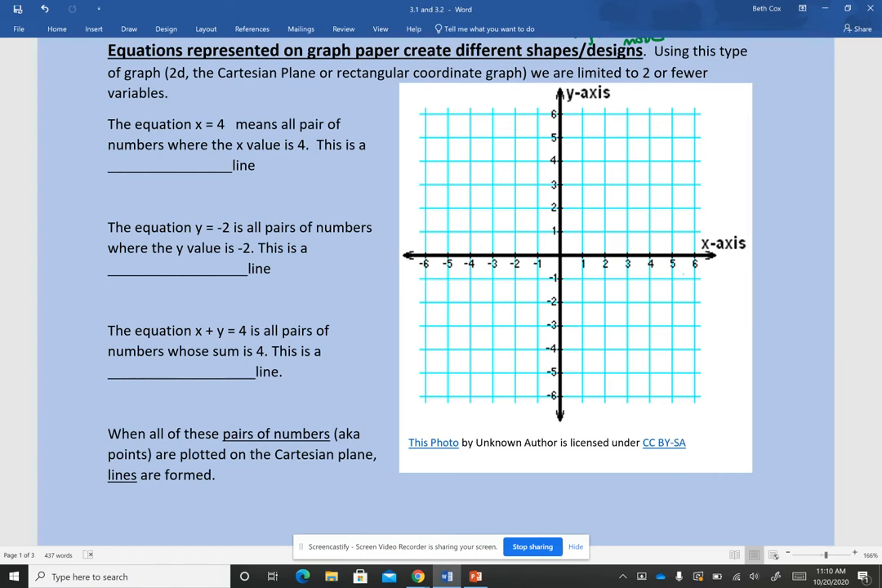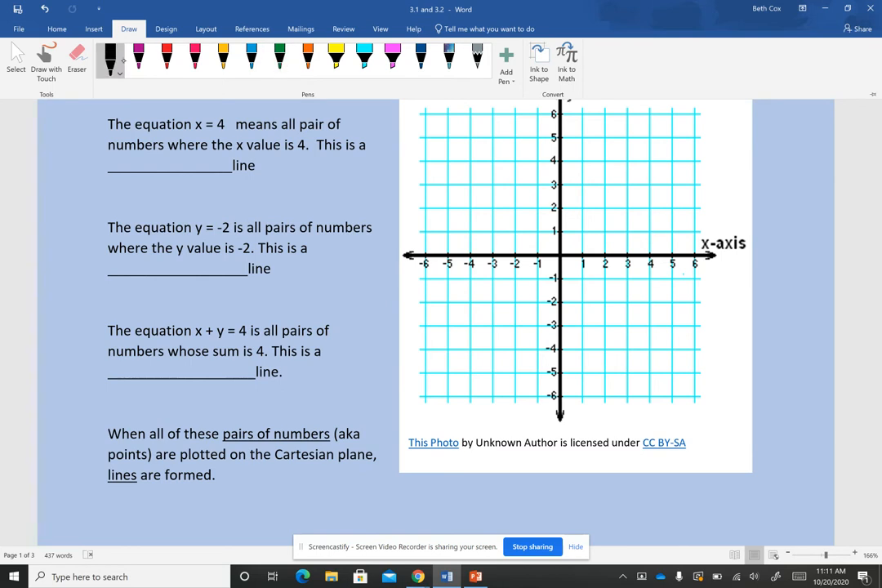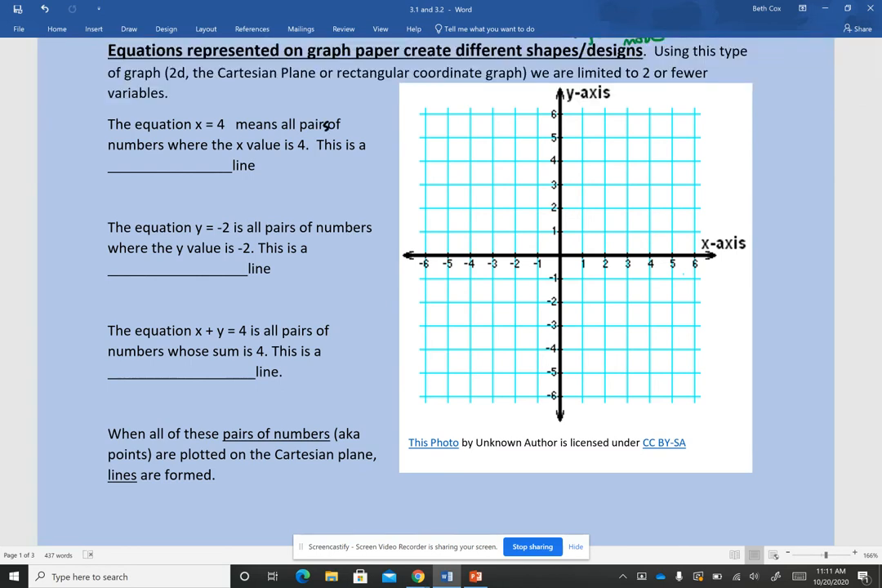Okay, so the equation x equals 4 means all pairs of numbers where the x value is 4. So here's our x value 4. And so pairs of numbers where x value is 4, so like 4, 2, 4, -3. These are pairs of numbers where the x value is 4. 4, 2 would be here. 4, -3 would be here.